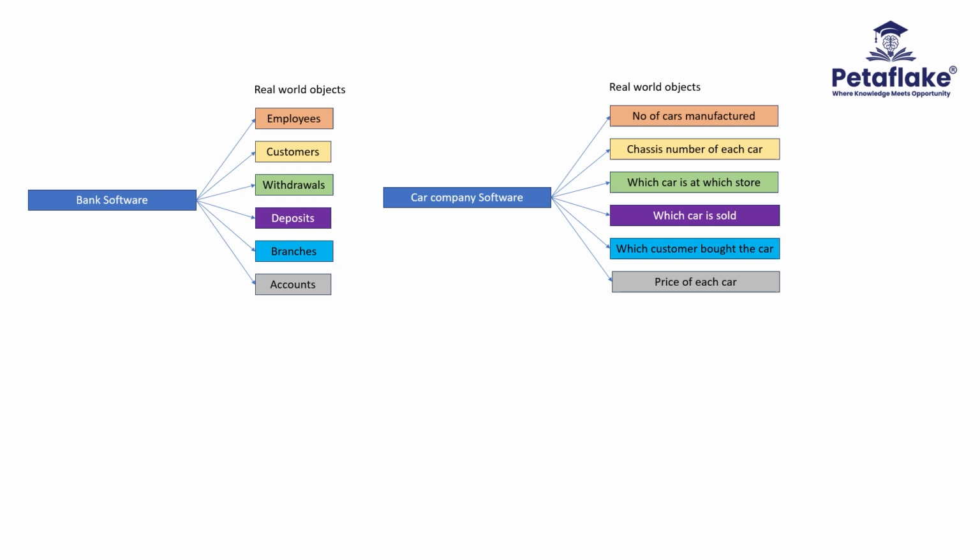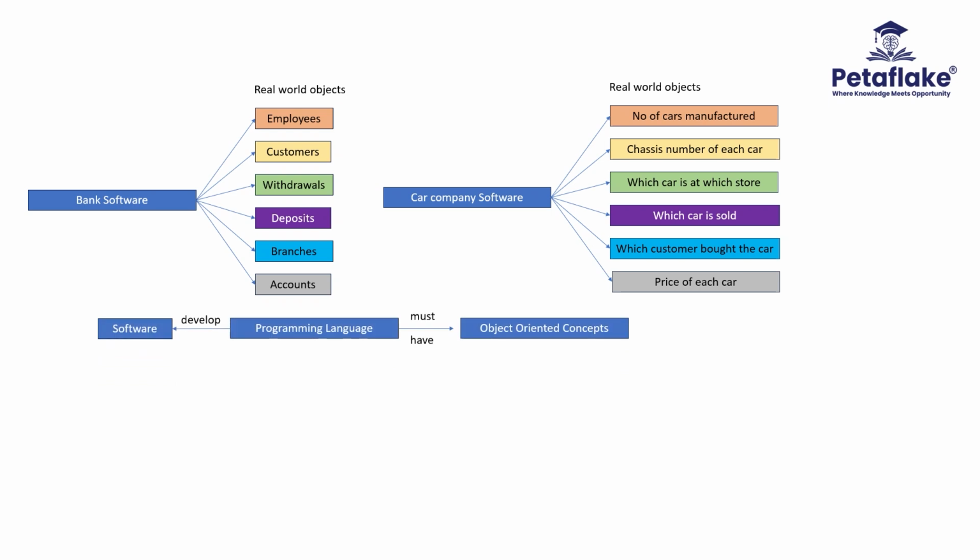To develop a software representing the real world object, the programming language we are planning to use to develop the software must have object oriented programming concepts. Otherwise, we cannot develop the software using the specific programming language. Let's understand some technical benefits of object oriented programming.